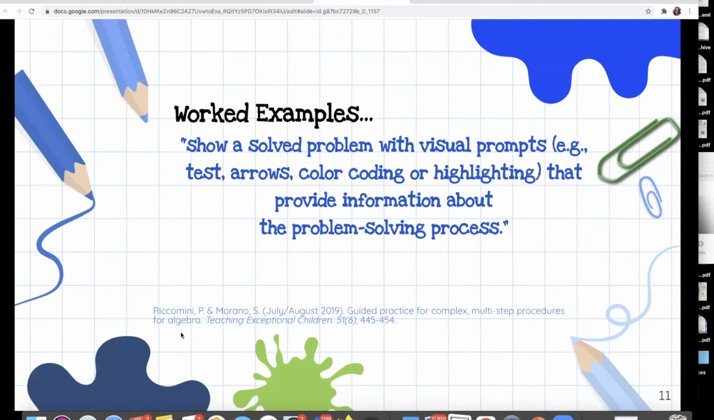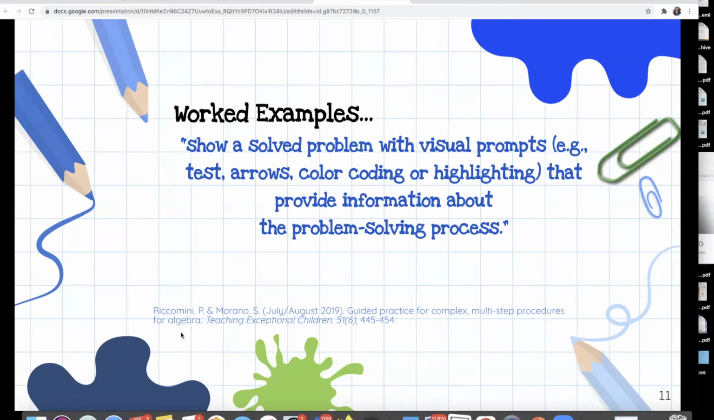All right, so worked examples. They show a solved problem with visual prompts. For example, text, arrows, color coding, or highlighting. And you'll see some of that in some of our examples that we've got for you here today and tomorrow. And they provide information about the problem-solving process.